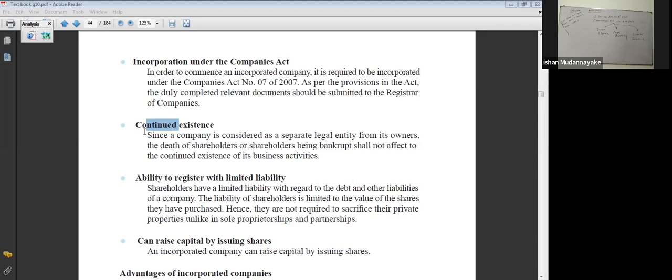Anusara, read the second one. Since a company is considered as a separate legal entity from its owners, the death of shareholders or shareholders being bankrupt shall not affect the continued existence of its business activities. Right, here since a company is considered as a separate legal entity from its owners, the death of a shareholder will not impact the continuity of the business organization.